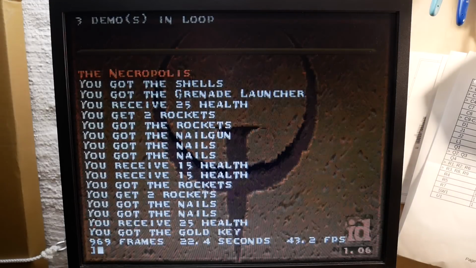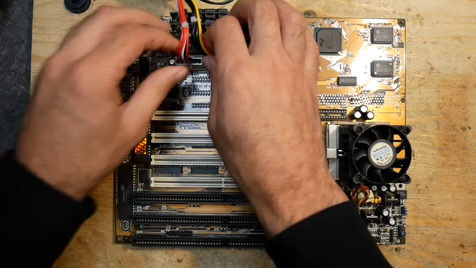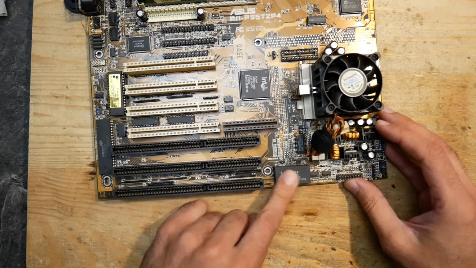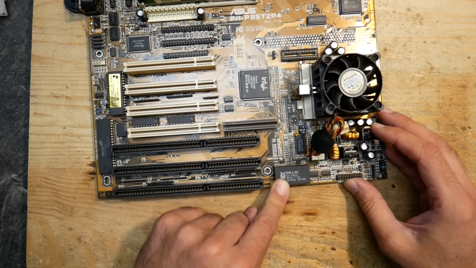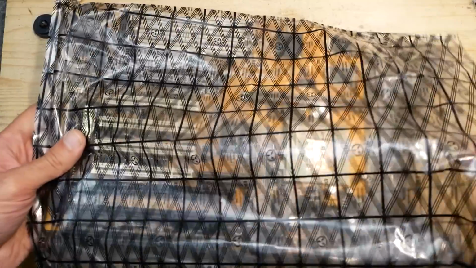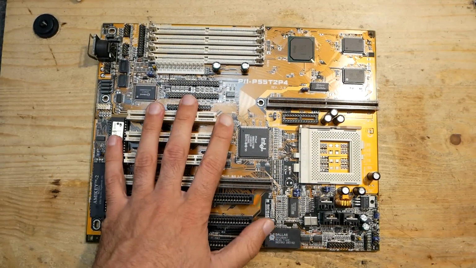In Quake we have 43 FPS, also a reasonable value, but the most important point is that this board seems to be almost fine. The only thing which has to be done is fixing the RTC module. I showed already many times on my channel which options we have there. But for now, let's put this board aside and see what else we have in the stack today.